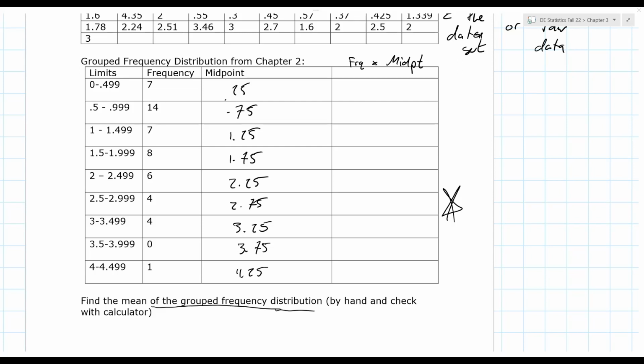Perfect. 9 classes. Next, I'm going to enter my 9 midpoints. So 0.25. All the way down.